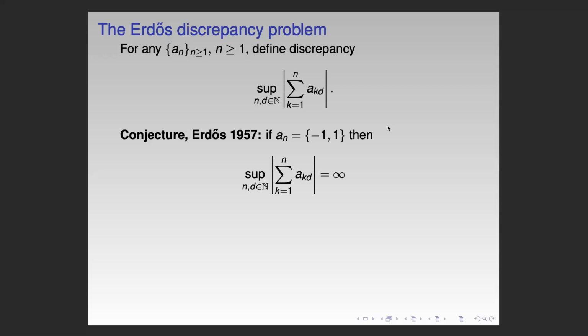So the problem that actually motivates this talk is the well-known conjecture of Erdős that if you take any sequence of plus minus ones and you look at the discrepancy along the homogeneous arithmetic progressions, that is, you take your favorite d, you take your favorite length, and you measure the sum over these progressions, then the conjecture says that this discrepancy should be actually unbounded.